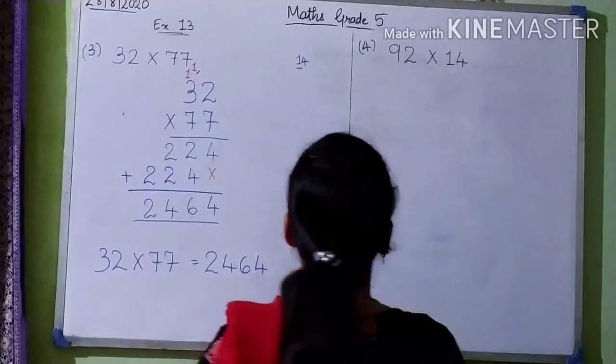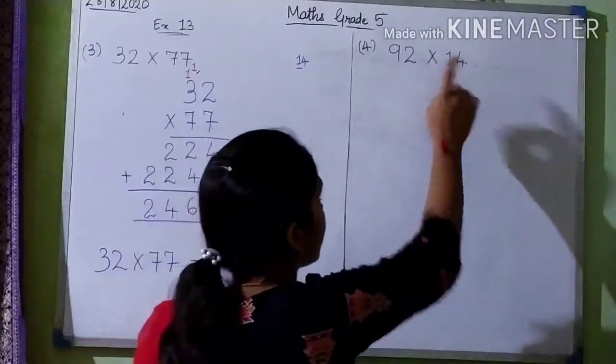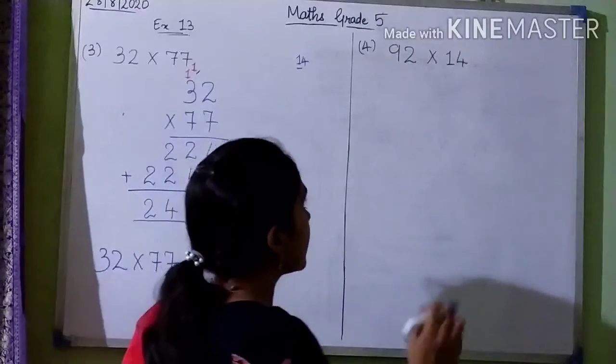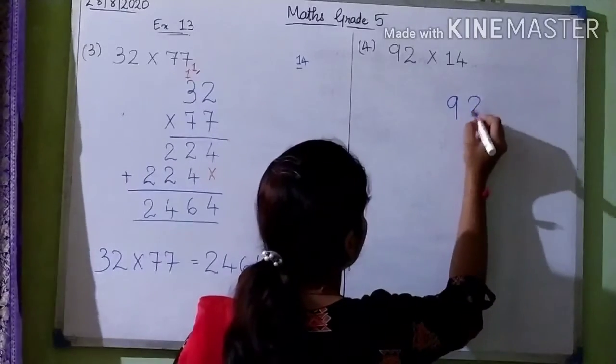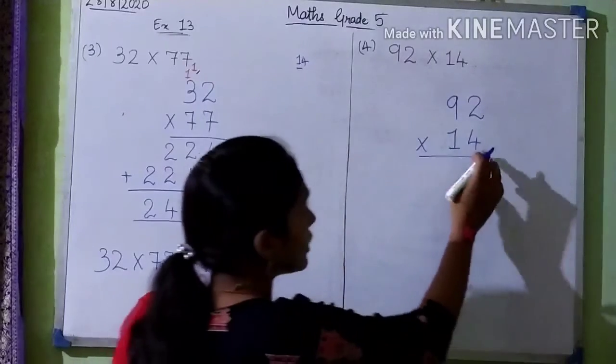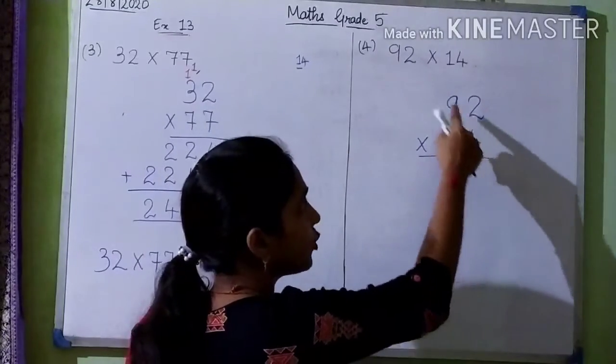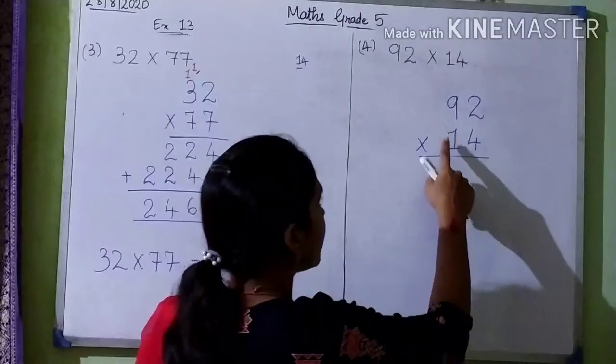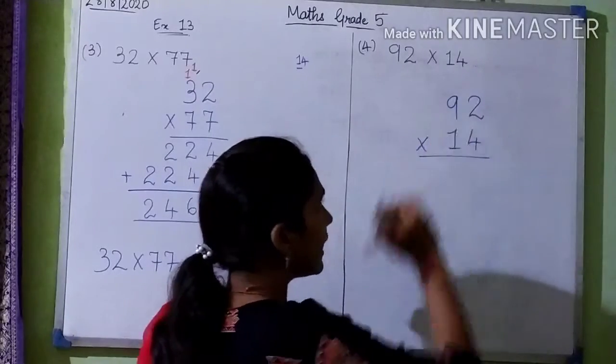Now the fourth sum. The fourth sum is 92 multiplied by 14. First I write them vertically, 92 multiplied by 14. First I multiply 4 by 2, then 4 by 9. And then in the next step I multiply 1 by 2 and then 1 by 9.